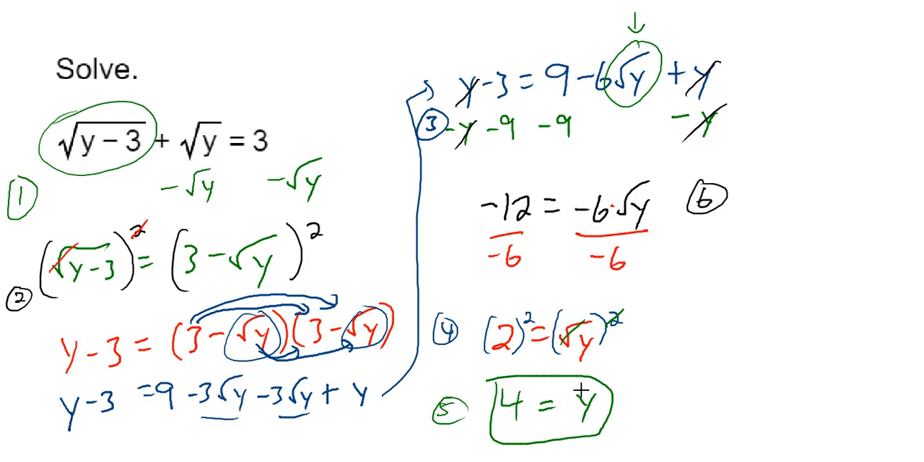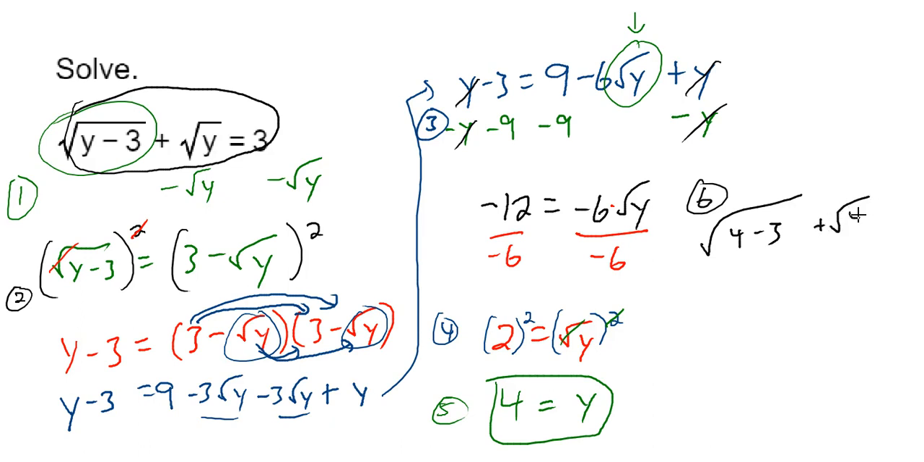So step 6 would be check this answer in the original equation to make sure it actually is a solution to the equation. So we'll have square root of 4 minus 3 plus square root of 4 equals 3. I'm plugging 4 in for y, and then I'm going to simplify to see if the left-hand side actually does equal the right-hand side. And so 4 minus 3 is going to be 1, so we'll get square root of 1 plus the square root of 4 equals 3.